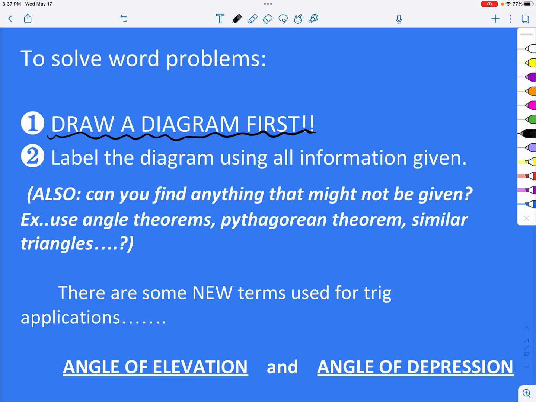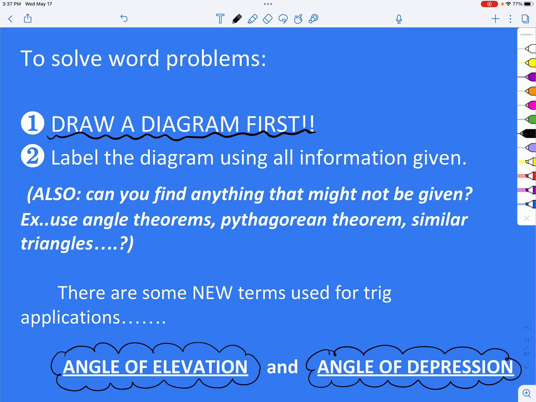The new terms for today, though, and you're going to see these in the problems, are angle of elevation and angle of depression. The angle of elevation, we do well with that one. Students intuitively know where to put that angle. Angle of depression is the tougher one.